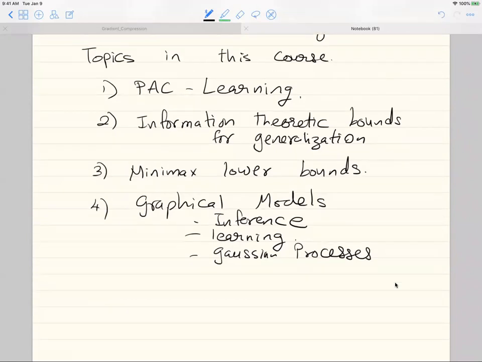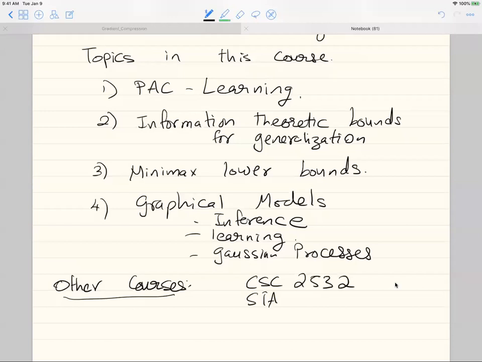Now, there are other courses on statistical learning in other departments. CSC2532 is one. STA314 is another one. So these are also called statistical learning. They cover very different topics than this course.